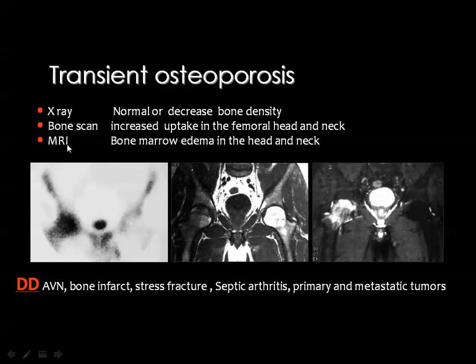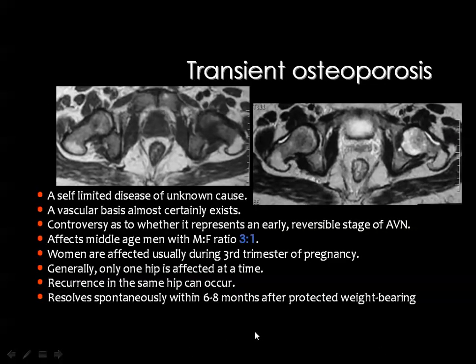Then MRI will show bone marrow edema, which will appear black in the T1 and bright in the T2 and the STIR-weighted images. And you remember that we have mentioned that a bone marrow edema in the femoral head and neck may represent an early stage of avascular necrosis, provided that it will progress to the development of the line separating the dead bone from the viable bone. These are some of the information you should know about the migratory osteoporosis or the transient osteoporosis.